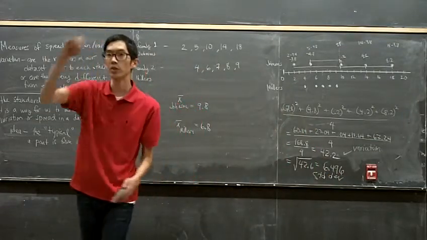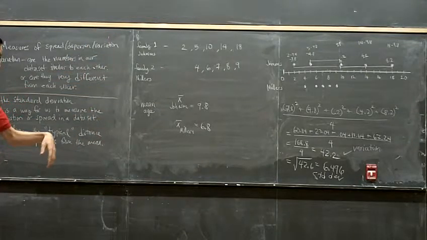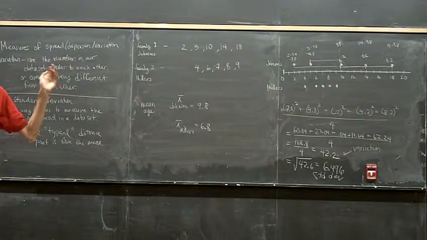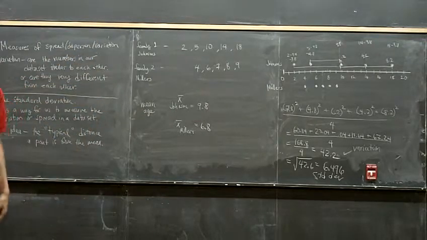Okay, we have a question. Do you always divide by 4, or does it depend on how many? It depends on how many we have, okay? I had 5 numbers and I took 1 away from 5, and that's how I got 4. I'll summarize all of this in a moment here, okay?